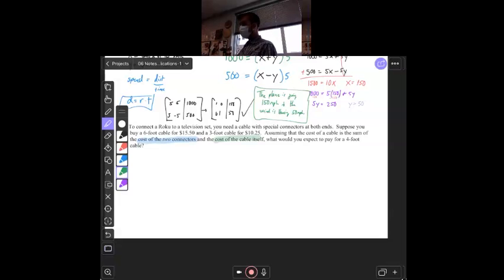Right? If a connector is $20, so I have to buy 2 of them, and then cable's $5 a foot, then I would just say, well, 5 times 20 is 100. So $140 for a cable, right? That's 20 feet long. Okay. So what don't we know? Right? We don't know how much a connector costs. We don't know how much the cable costs.